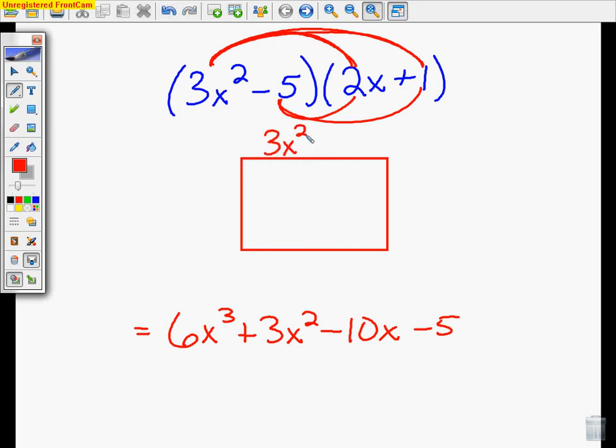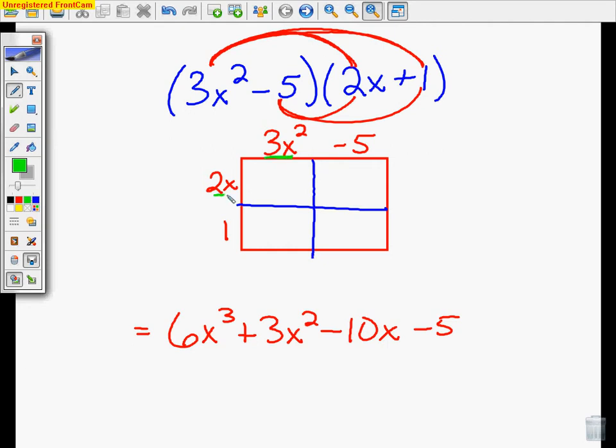The terms in this first polynomial are 3x squared and negative 5. The terms in the second polynomial are 2x and positive 1. Then we create a little box out of it. It's kind of similar to the Punnett square that you use in science. Then we just multiply the sides of the box together.